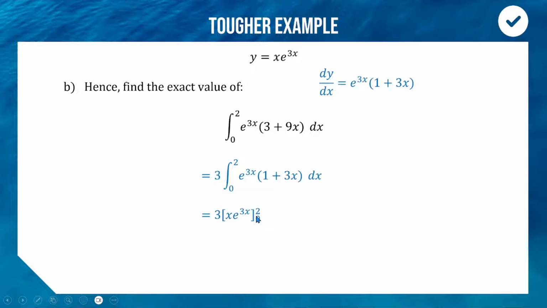We're subbing in a 2, subbing in a 0 with a 3 out the front. So the 0 just turns into nothing, thankfully. But the 2, we get 2e to the 6 and then multiply that by the 3 out the front and we get 6e to the 6 as our final answer.